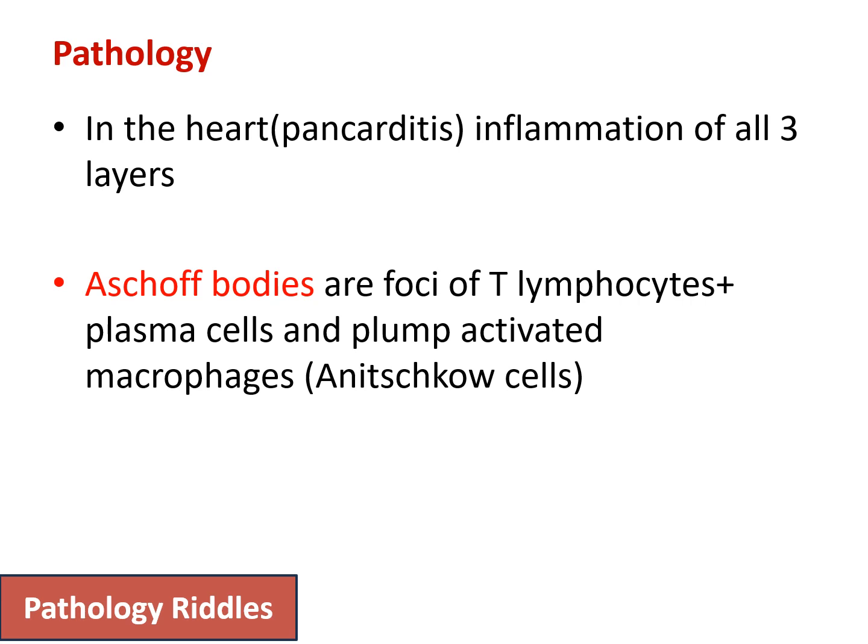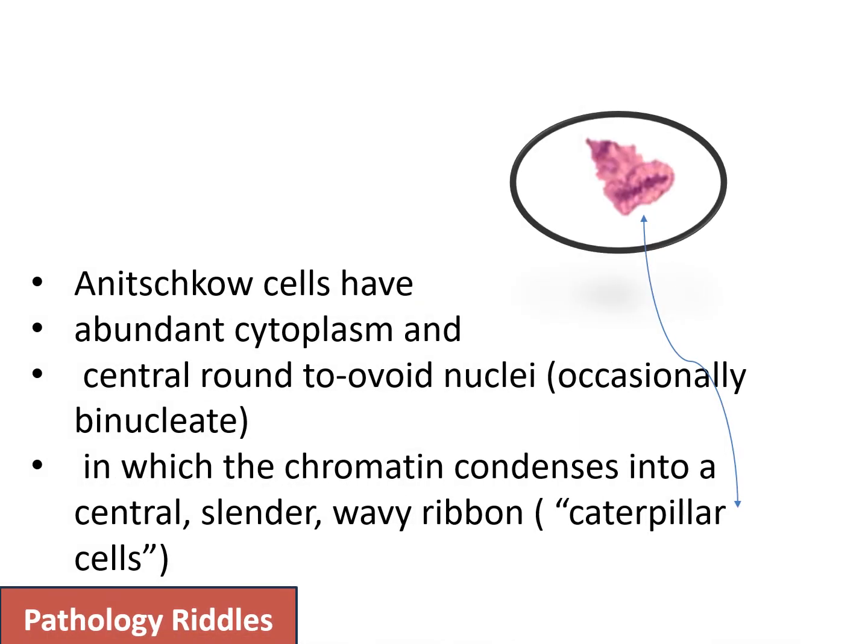Pan means all of the layers are involved. Aschoff bodies are basically foci of T lymphocytes, plasma cells and activated macrophages. These activated macrophages are called Anitschkow cells. Now, what are Anitschkow cells? These have abundant cytoplasm. There is a central round to ovoid nucleus, which can be binucleate also. The chromatin condenses in a central slender wavy ribbon-like pattern. It will look like a caterpillar basically.